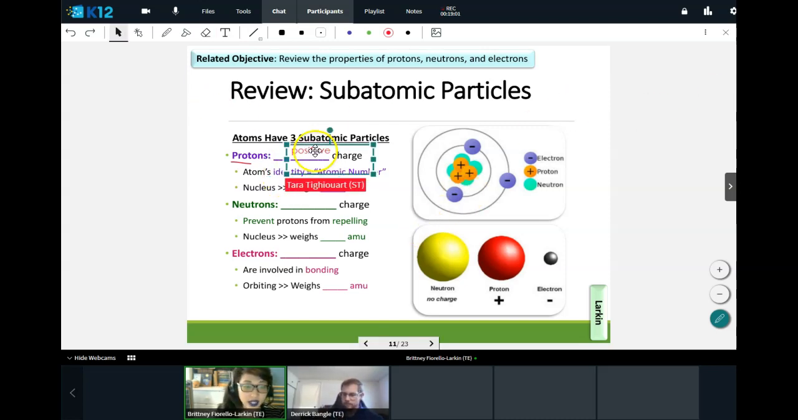Excellent. Now, actually, let me talk a little bit about protons. Protons are the atom's identity. They are in charge of the identity of the atom. If protons were to change, it would no longer be the same type of atom. On the periodic table of elements, we identify the number of protons based on its atomic number. So atomic number we're going to be taking a look at closely in this lesson. Atomic number is the same as the number of protons.